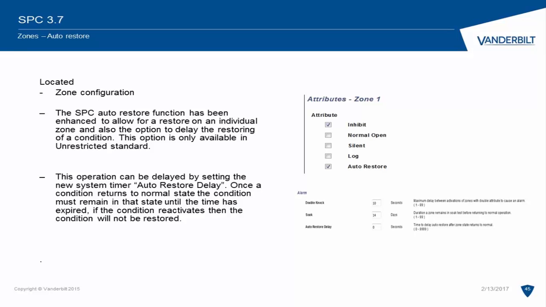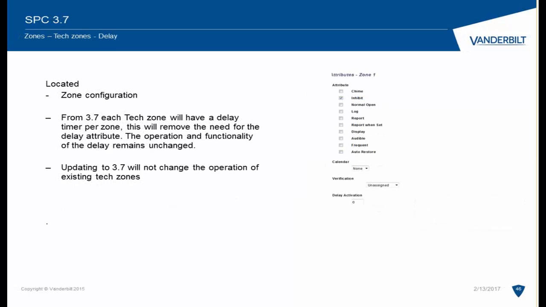So one of the features we added in SPC 3.7 is an enhancement of the auto restore function. SPC had a global auto restore which would restore every alert once it went back to a normal state. What we enhanced in 3.7 was a granularity that allowed you to select individual zones and to also decide when they would restore. So in each zone now you can select auto restore, and we also have a timer called auto restore delay. So when a zone closes, if the auto restore delay is set to 0, it will automatically restore. If it's set to 10 seconds, it'll restore after 10 seconds. And if it reopens within that 10 seconds, it will not restore. So it's a very useful feature for systems that are completely monitored or where there is no human on site to restore them.